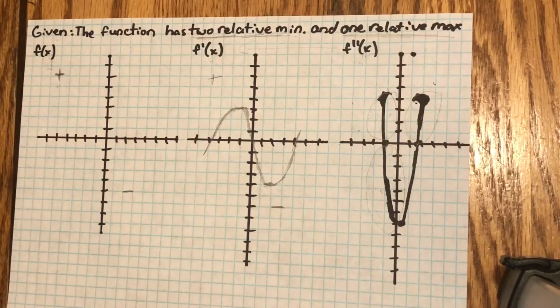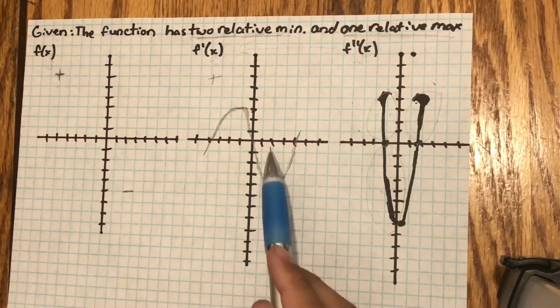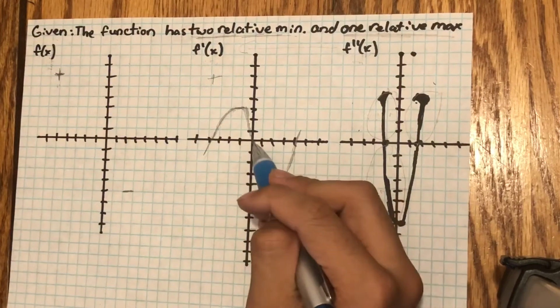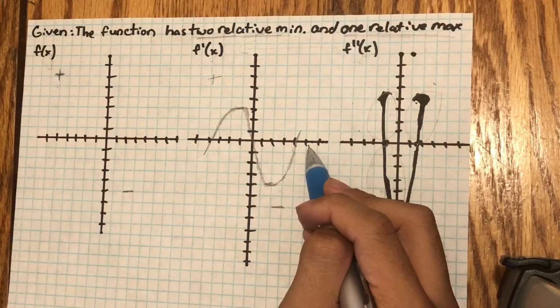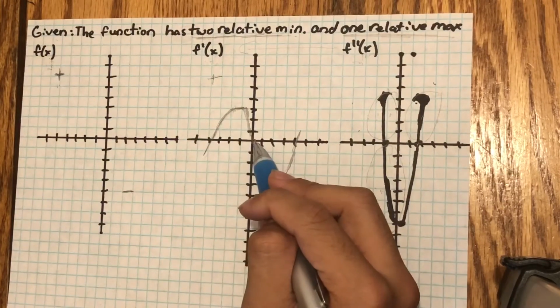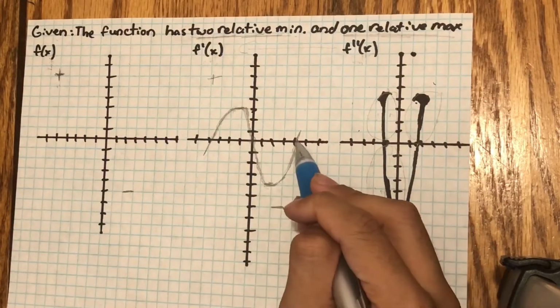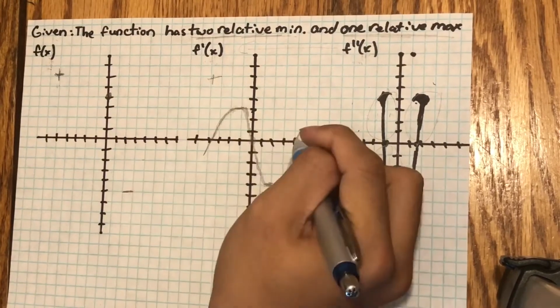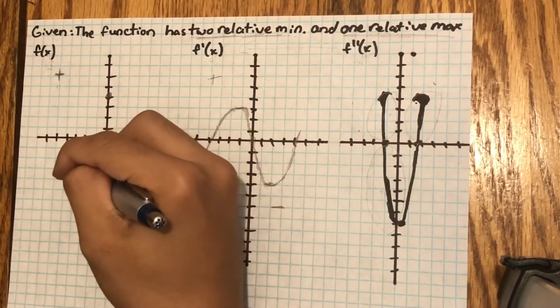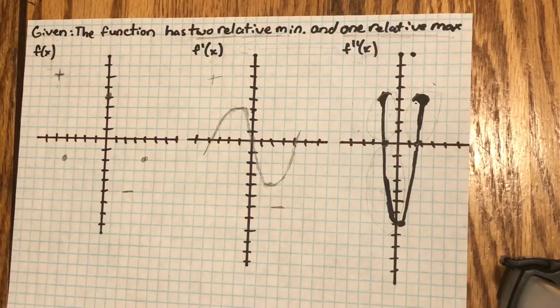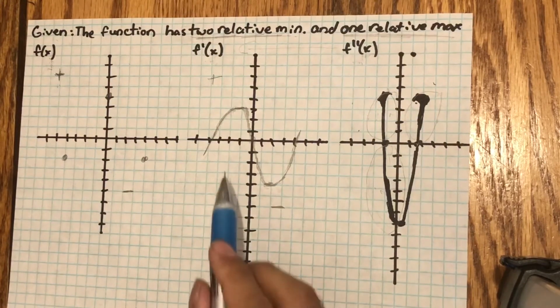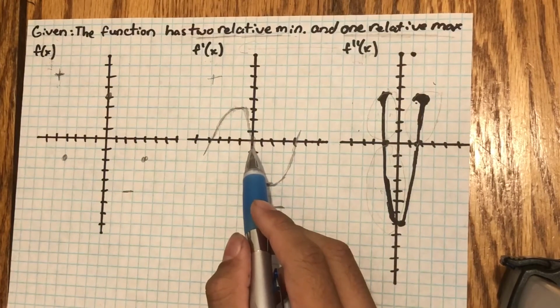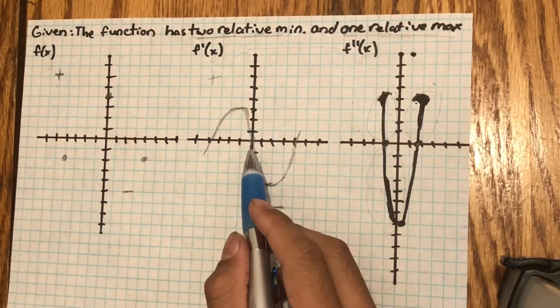So we can see that there are certain points where f prime of x goes from above the x-axis to below the x-axis. So why don't we mark these points? So we can see that these are the areas where the graph of f of x will change from decreasing to increasing. So because we know how f of x will look based on f prime of x, why don't we start graphing?